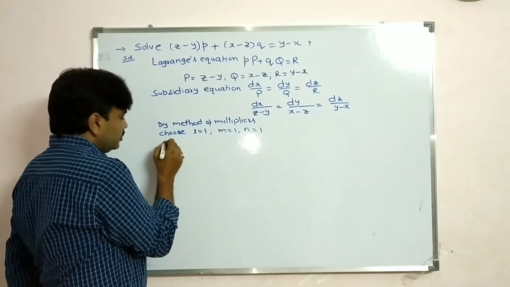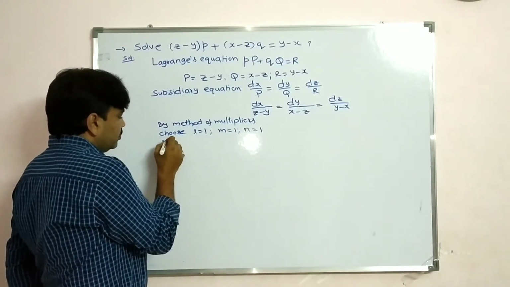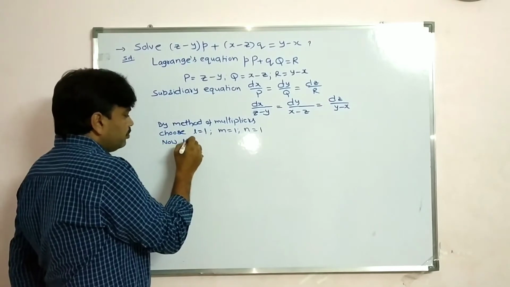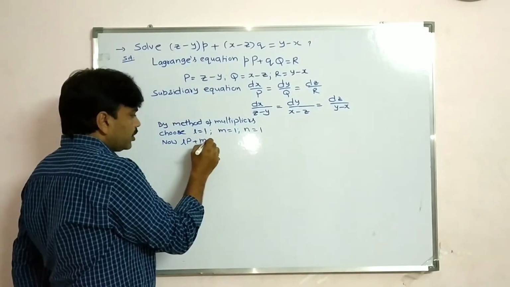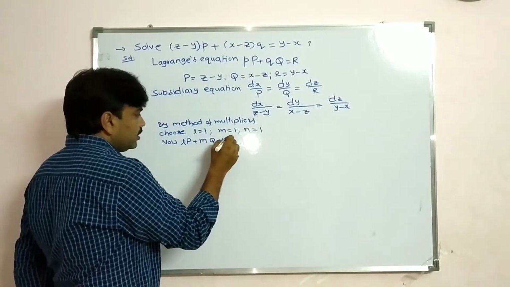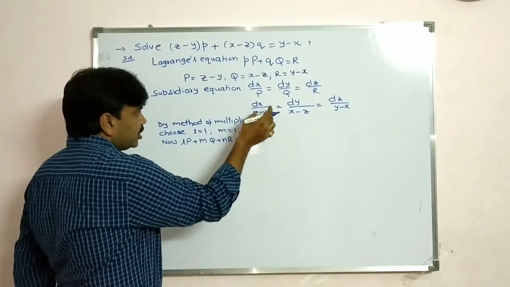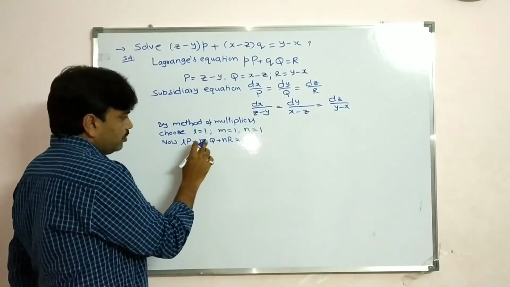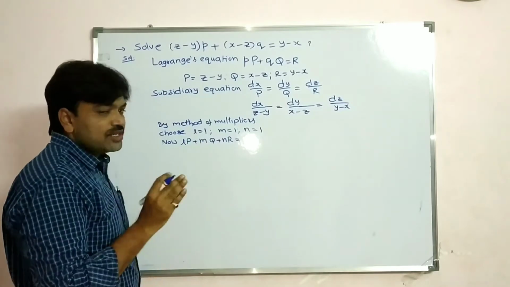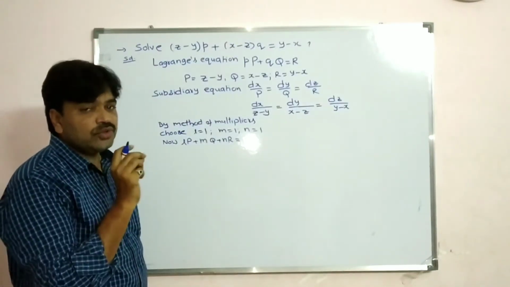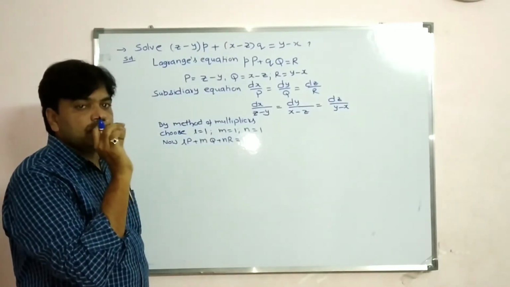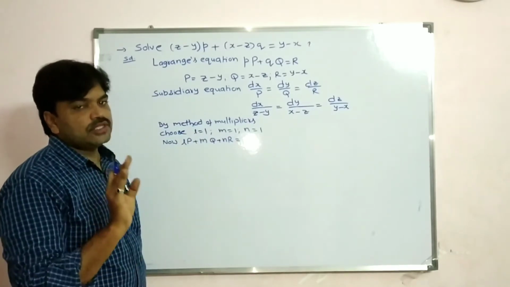Now take lP plus mQ plus nR, the denominator value, students. What is the value? The value is equal to 0, students.